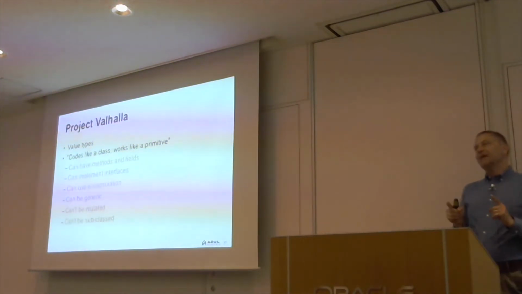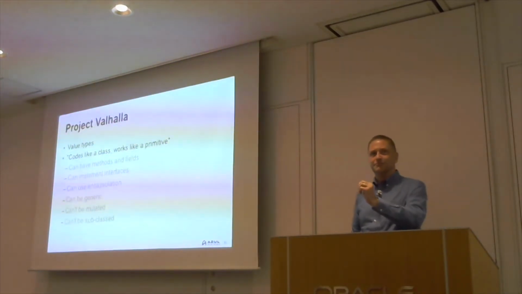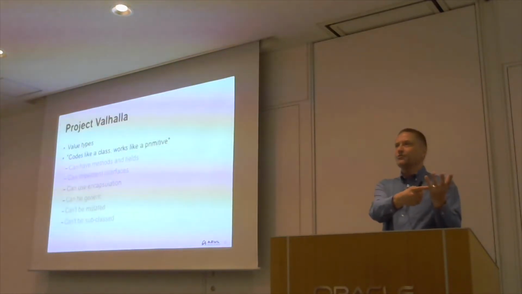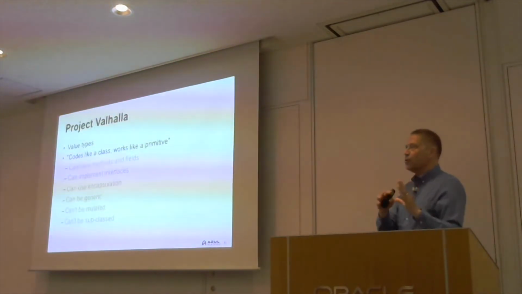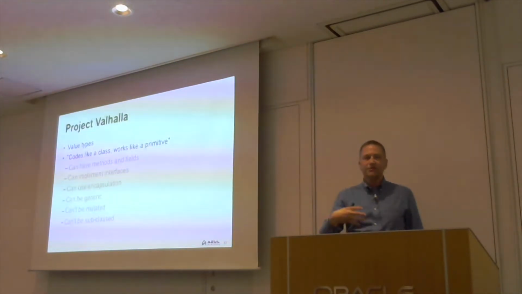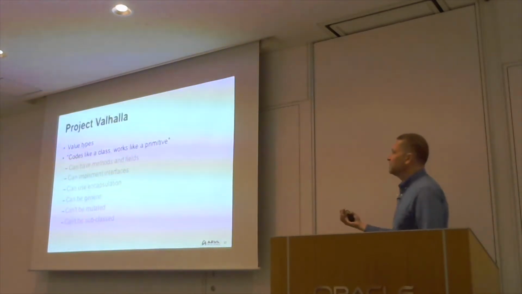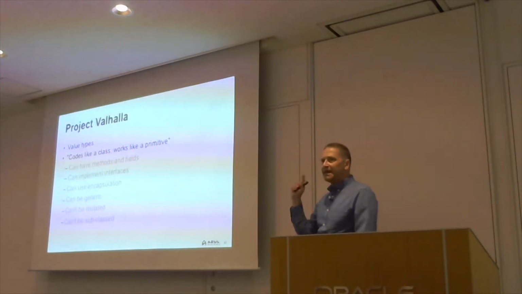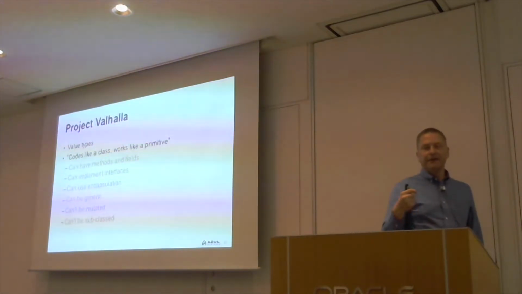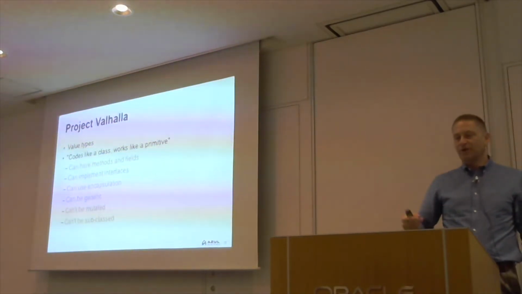That has to have certain things about it, obviously, because you can't change the value of it. Because if you change the value of 3 to 4, everything that is pointing at 3 is going to suddenly point at 4. So it codes like a class, works like a primitive. So it can have methods, it can have fields, it can implement interfaces, it can use encapsulation, and can be generic, but it can't be mutated. That's very important. It's a value type. And also you can't subclass it, because by subclassing it you could effectively find a way of changing its value.